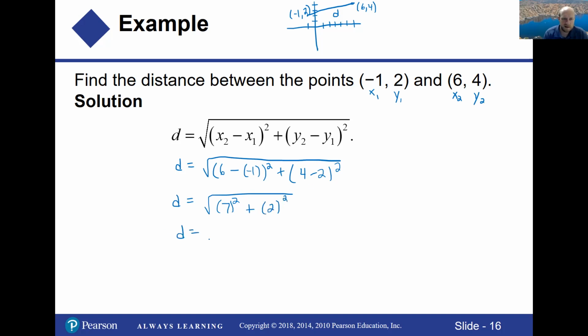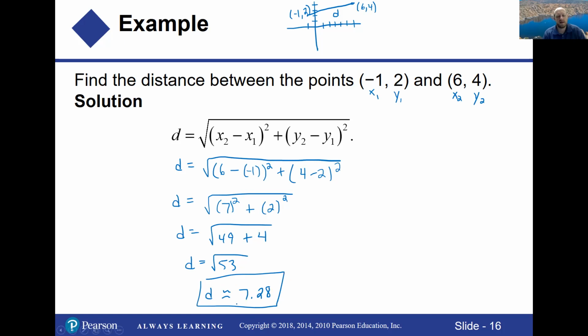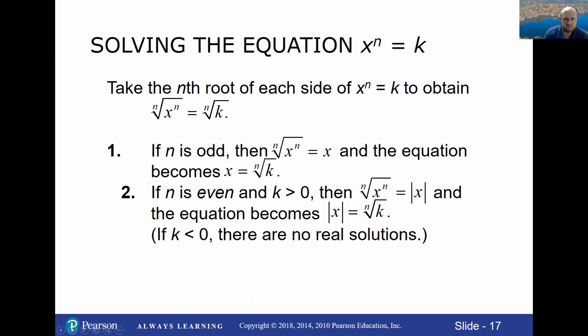So let's go ahead and do 7 squared, 49. 2 squared is 4. 49 plus 4 is 53. And the distance between those is about, if you square root that on your calculator, you're going to get about 7.28. So about, those are squiggly lines, 7.28 approximate. And that's the distance formula.